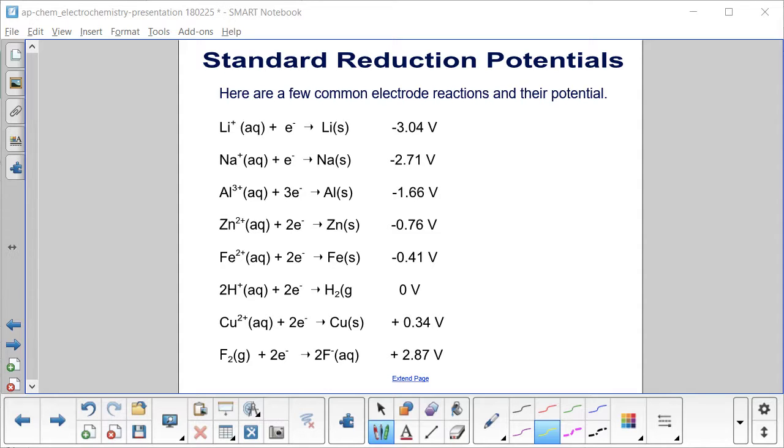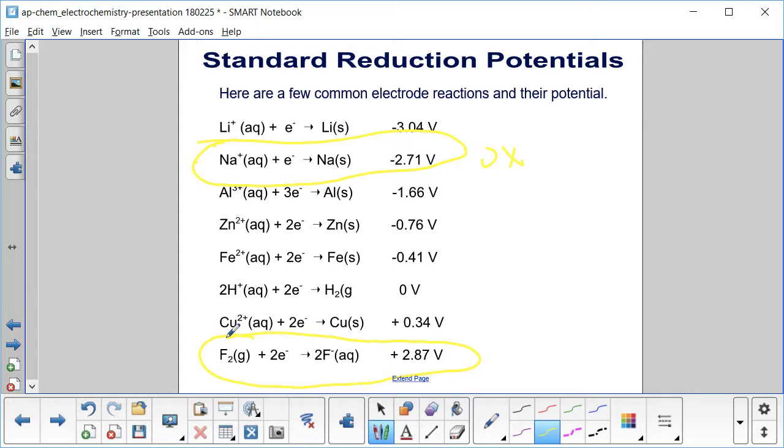Here are a few common electrode reactions and their potentials. We have some that are very negative. You can see sodium, very negative. That means reduction is not very likely to occur, and oxidation is much more likely to occur, which we know is true for sodium, right? It's much more likely to give up or lose the electron. On the other hand, if we pick F2, fluorine gas, it is highly likely to gain electrons or undergo reduction due to the higher, positive reduction potential.